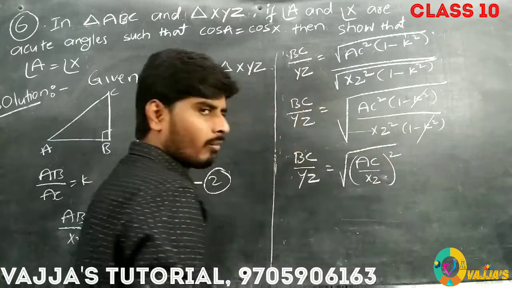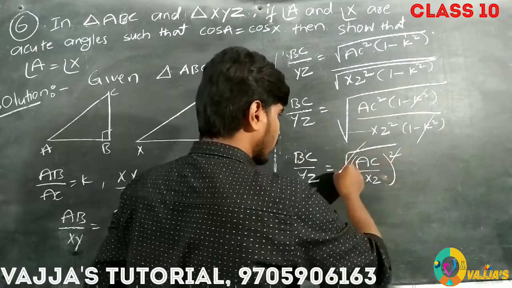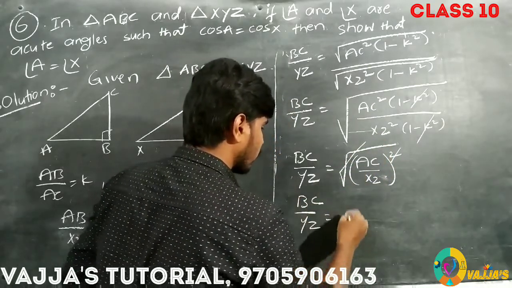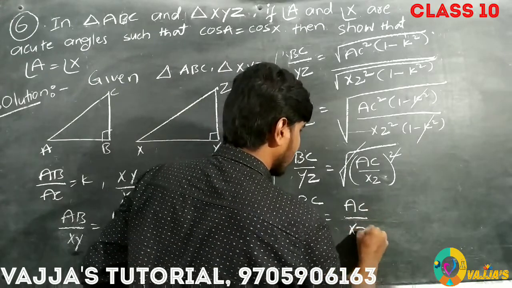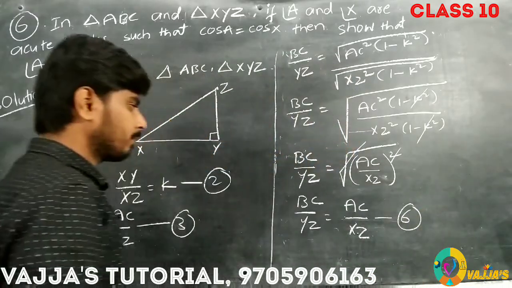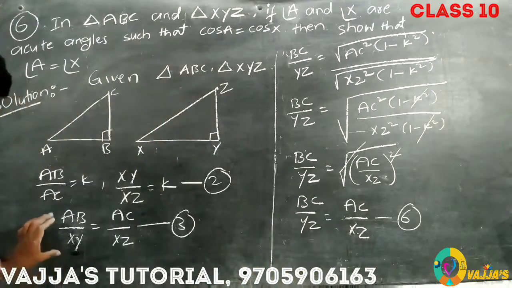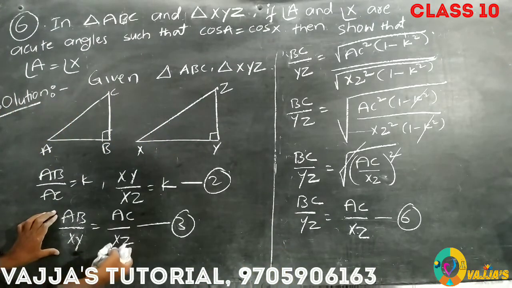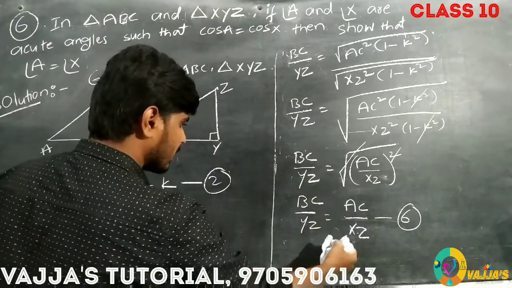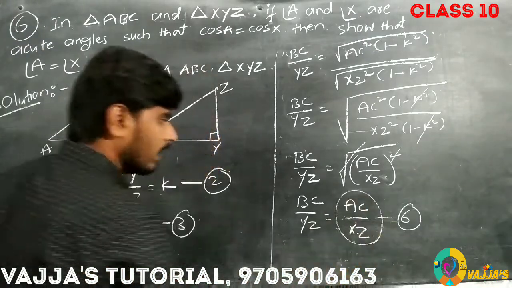Can you write like that? I am writing the common square. Now this square and this root get cancelled, remaining BC by YZ equals AC by XZ. Consider it equation 6. Look at equation 3 and equation 6. Here AB by XY equals AC by XZ, and here BC by YZ equals AC by XZ. Here both the RHS sides are equal, isn't it?